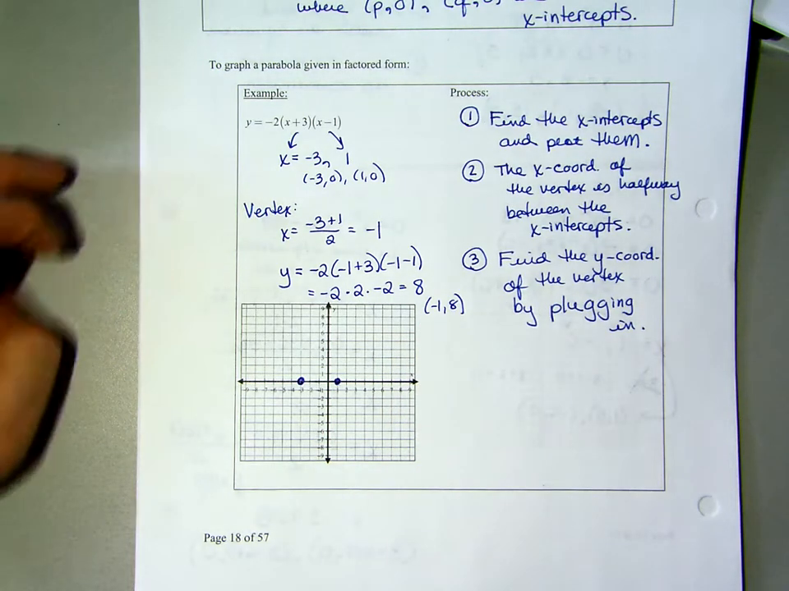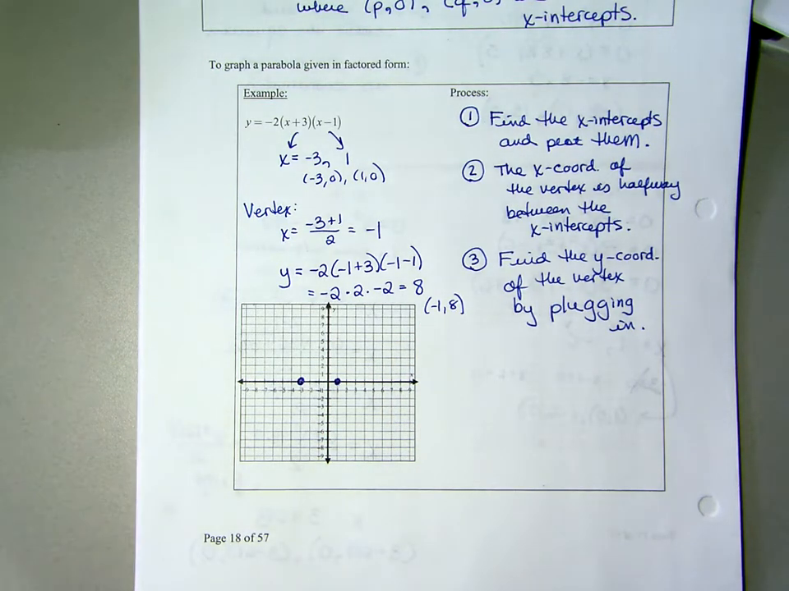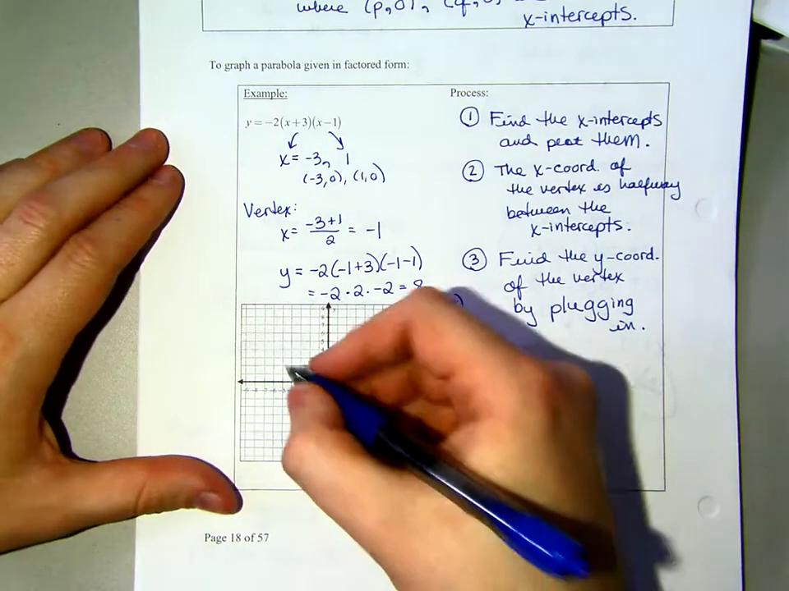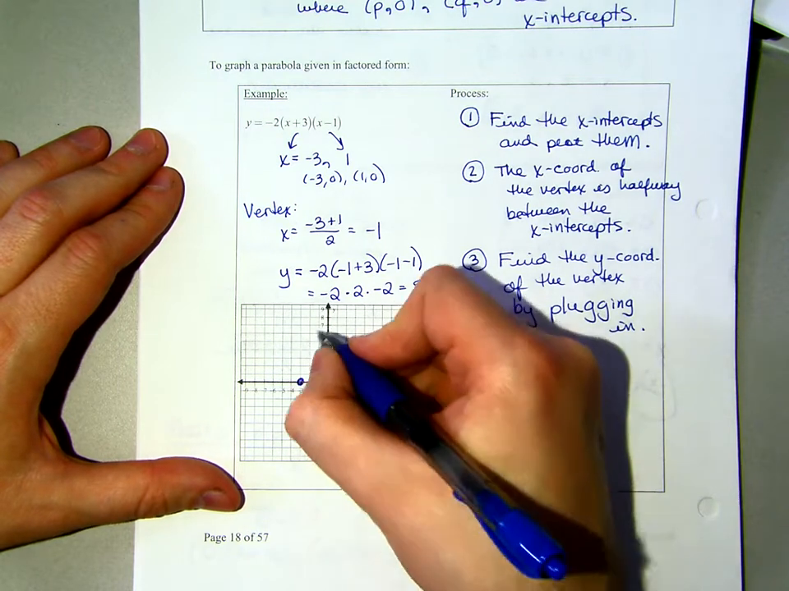So this is really our third way of finding a vertex. If we have the x-intercepts, it's halfway in between, and then you plug in. I should plot that vertex. -1, 8.